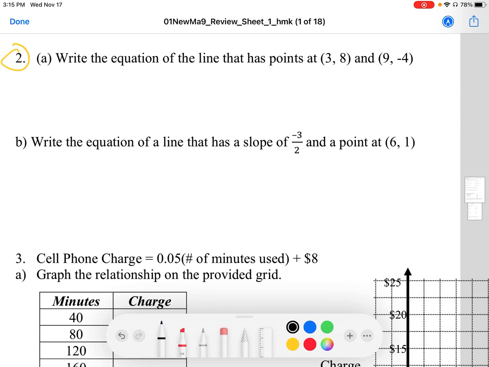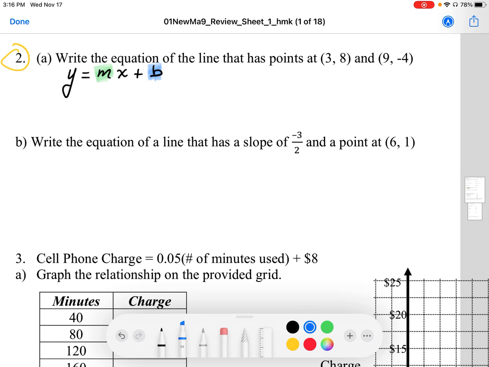So in this problem, we're asked to write an equation of a line that has points at (3, 8) and (9, -4). So the equation of the line is this equation here: y equals mx plus b, where m is the slope and b represents the y-intercept.